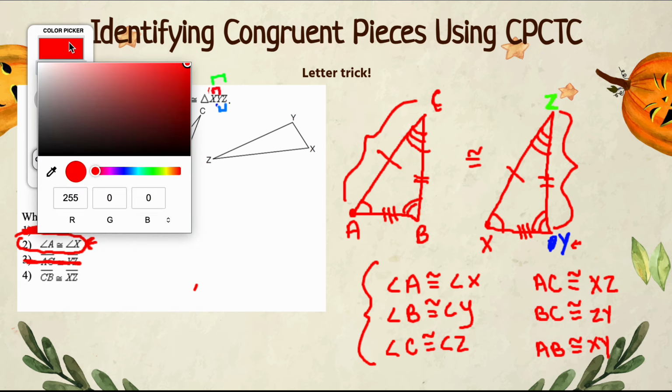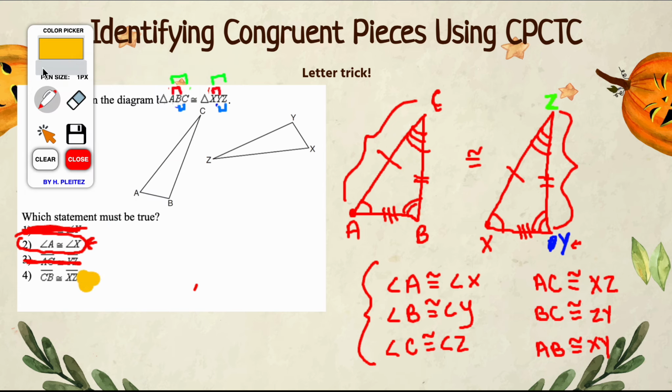And last but not least, let's do this in a different color. Let's pick this yellowish orange, CB and XZ. CB is here and XZ is here. Those are not corresponding pieces, right? But it might be hard. If you didn't redraw these, you would see CB and XZ, and just by looking at that quickly, I can't really tell that those aren't corresponding pieces. That's why you need to draw your pictures like this, okay?